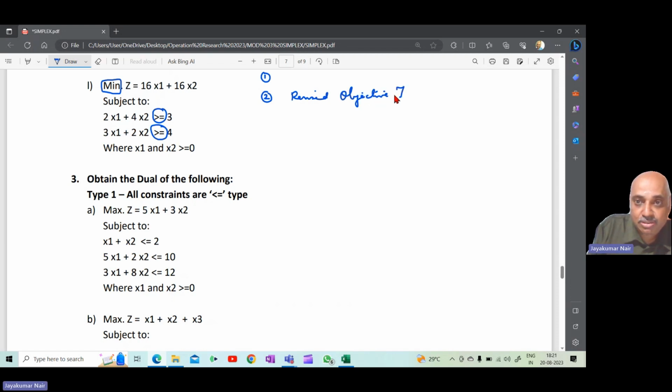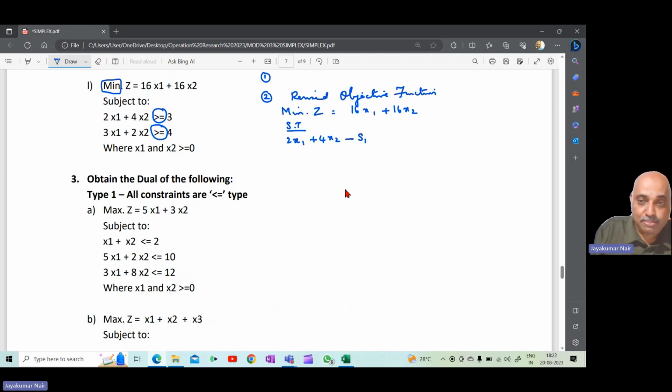revised objective function. So what is your first constraint? I'll write here min z is equal to 16x1 plus 16x2, and whatever variables you are introducing need to be incorporated here. Next, subject to, the first constraint is 2x1 plus 4x2. Now, since it is greater than or equal to, your left hand side can be greater. So if it is greater, to make it equal, something has to be subtracted. So I will subtract S1.